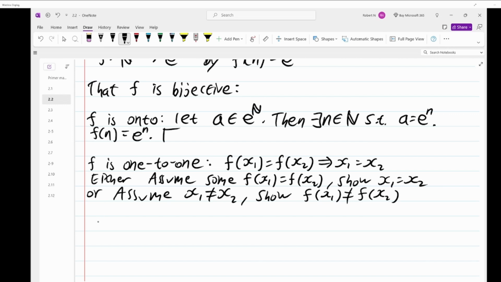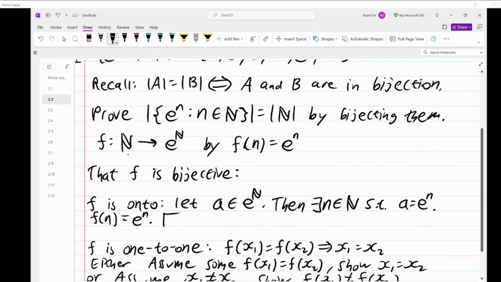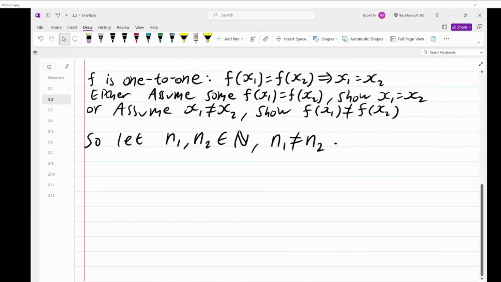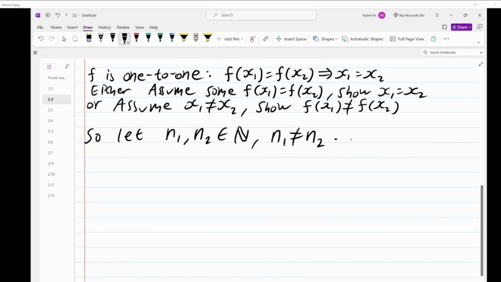Okay. So let's call them n1 and n2 be in the domain, which is the naturals, recall, with n1 not equal to n2. All right, what next? We have to show that the outputs of the function of each of those are not equal to each other. Okay. We're going to do this in a way that does work. Assume WLOG that n1 is bigger.